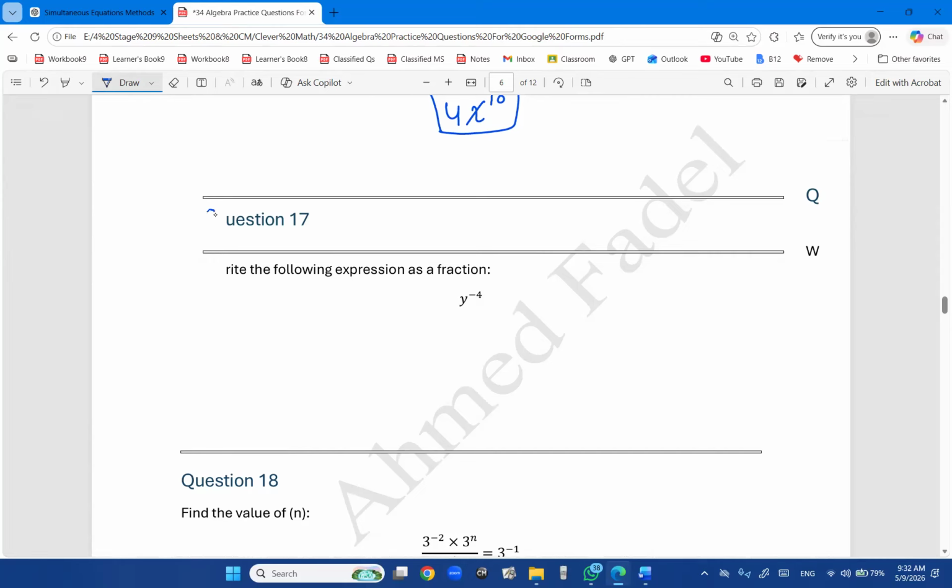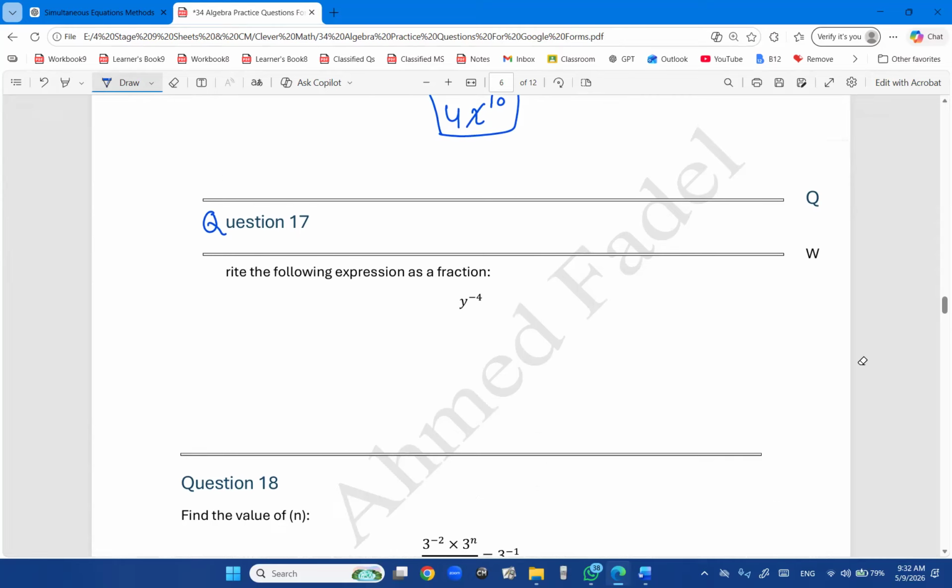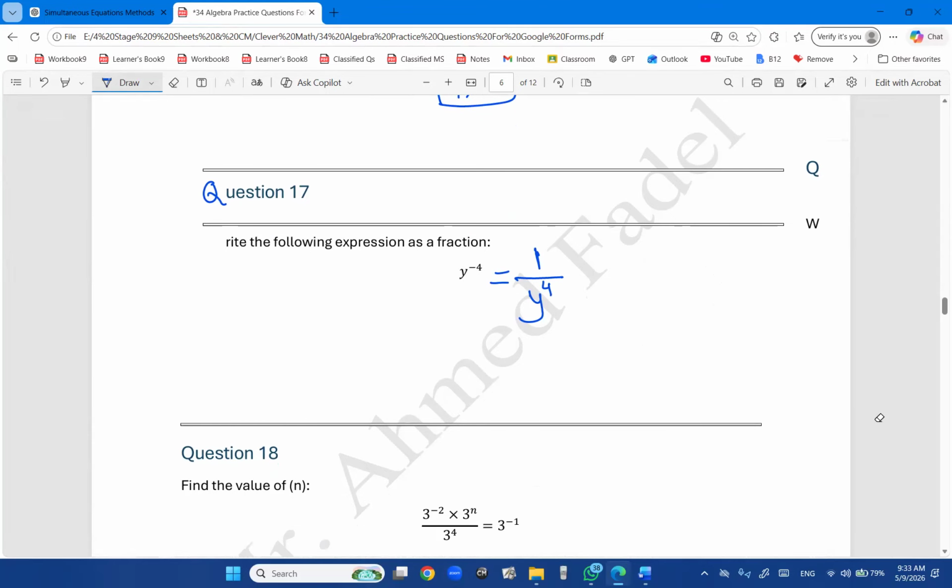Question 17. I don't know what happened to the Q. All right. Y to the power of -4, they want you to write it as a fraction. Well, as a fraction, it is 1 over y to the power of 4. When you flip the whole thing, the negative index changes into a positive index. So the same thing exactly if they were saying to you, for example, x to the power of what equals 1 over x to the power of -7. So it is x to the power of 7 is the same as 1 over x to the power of negative 7.